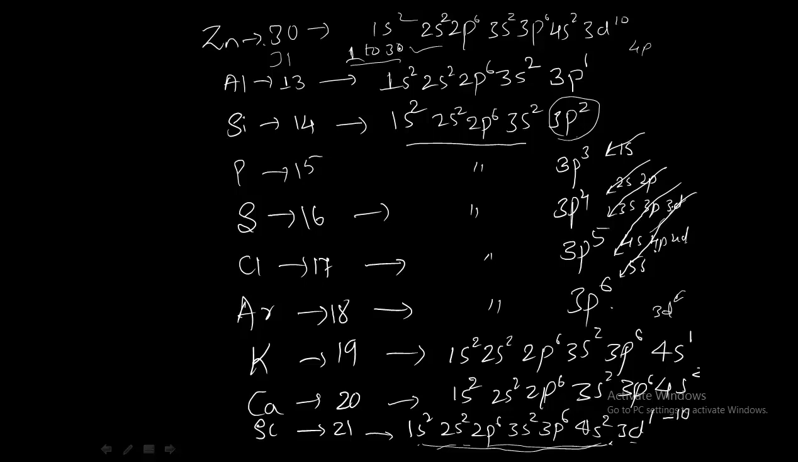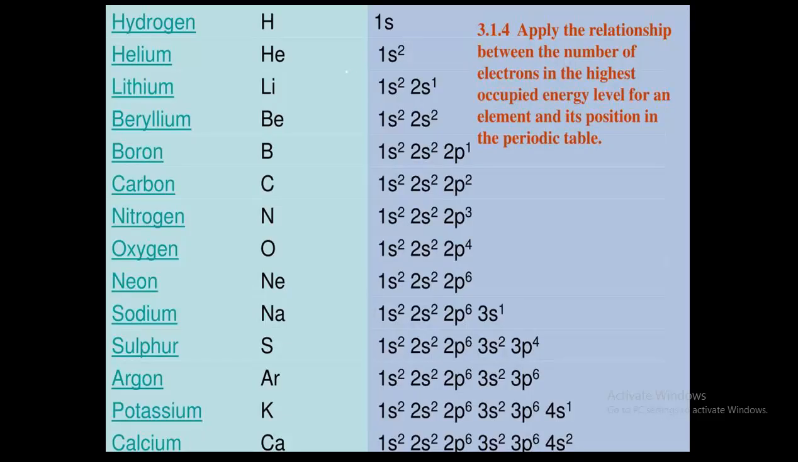So here is the list of the elements and their symbols as well as their electronic configuration. Here I have mentioned only elements 1 to 20. But you have to be perfect up to 30 elements and their electronic configuration.